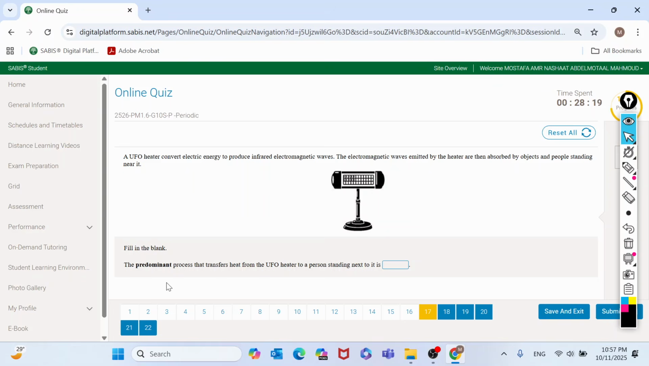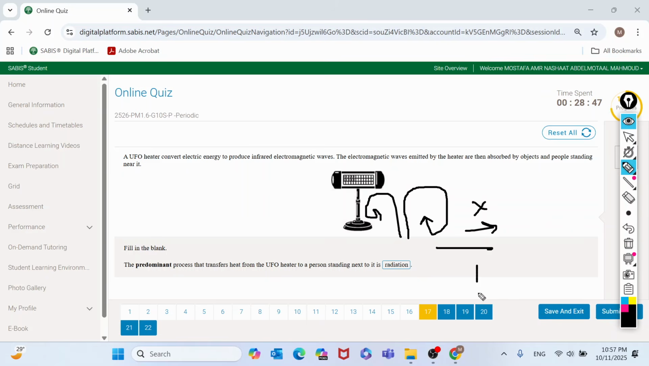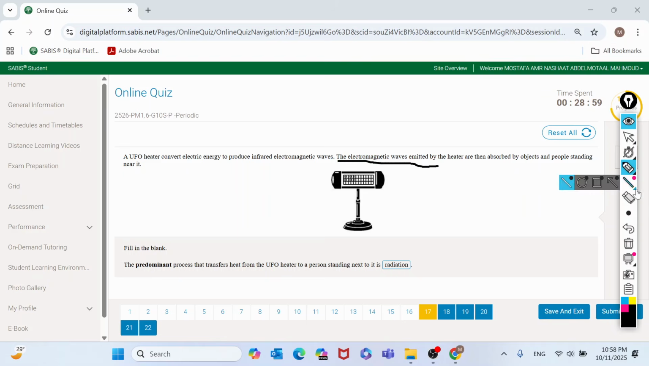The predominant process that transfers heat from the UFO heater to a person standing next to it. Okay guys, because it's a person standing next to it, it's radiation. Because convection currents don't travel to the side. They travel up, then they cool and then they go down. That's how they travel. They only travel like this. They don't travel to the side, down, left. So if you're beside it, then it would be radiation, because also it says in the question that it's emitting the electromagnetic waves.